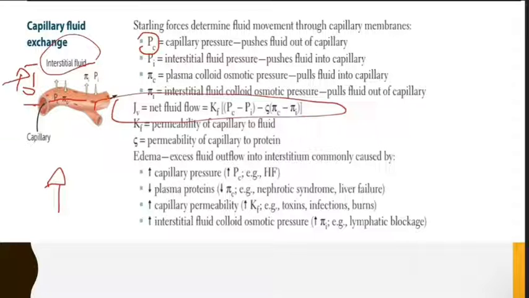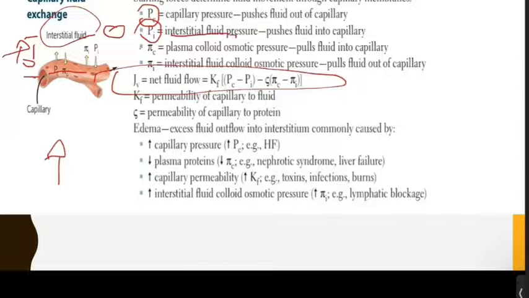On the other hand, if the pressure in the interstitium is high, if the pressure in the interstitial fluid outside the capillary is high, this will push the fluid from the interstitium to the capillary. So interstitial fluid pressure pushes the fluid into the capillary.